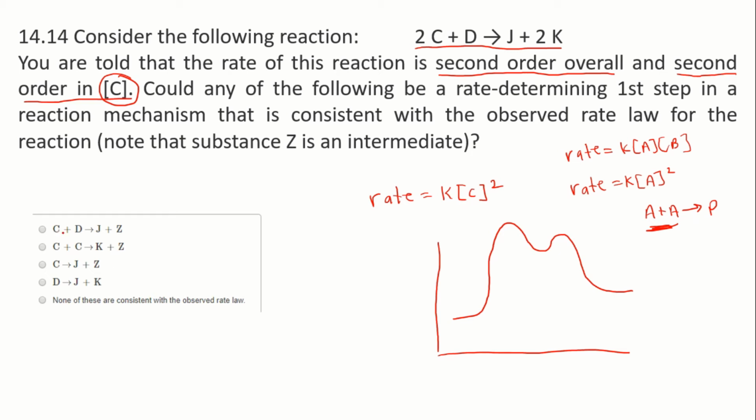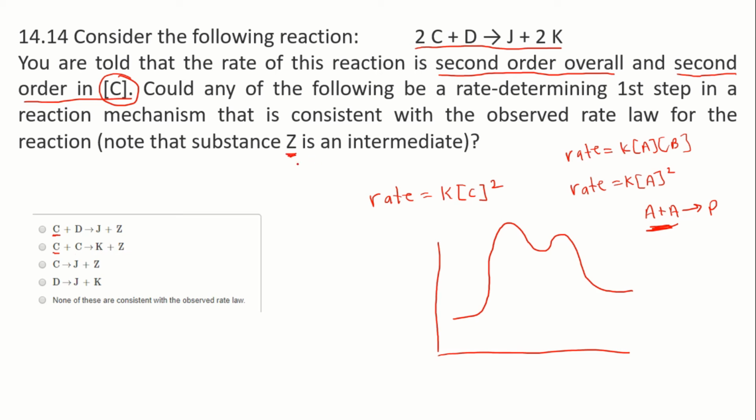The first choice, C reacts with D to go to J and Z. No, that doesn't describe a second order reaction with respect to C because we just have one molecule of C reacting. This next choice, C reacting with C to go to K and Z, yeah, this looks pretty good because we have two molecules of C reacting, and that would explain our second order relationship. We see two molecules of C reacting to form K and Z.